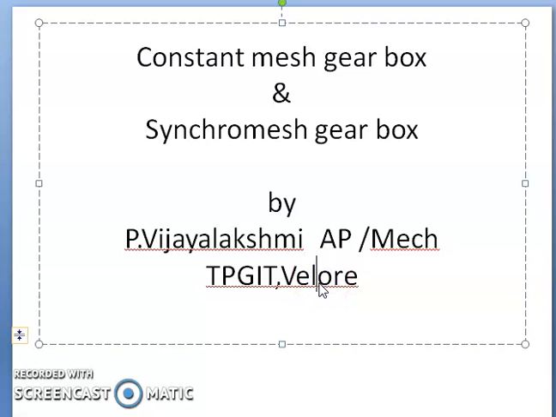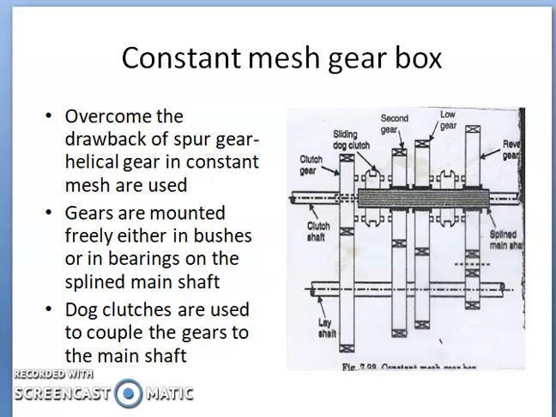So today we are going to see a lecture on constant mesh gearbox and synchro mesh gearbox. We all know that in sliding mesh gearbox, spur gears were used, and those spur gears, since they had point contact, were frequently subjected to wear and failure resulted. Moreover, meshing of gears at high speed resulted in damage of the gear teeth. To overcome these drawbacks of the spur gear, constant mesh gearbox was brought into use.